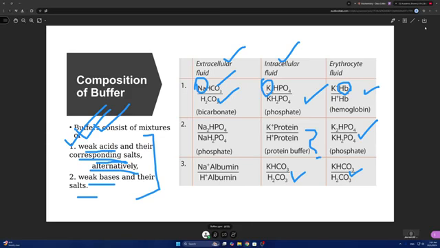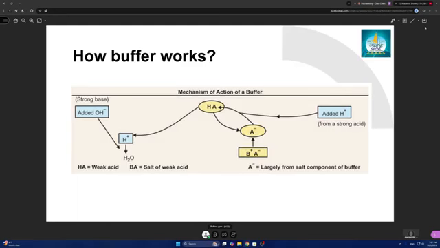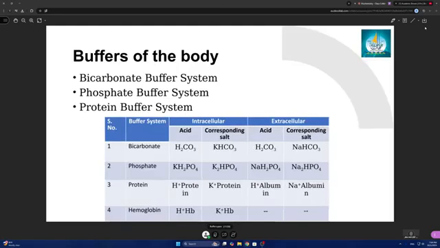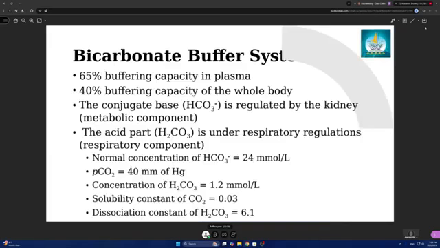Now coming to the next slide, how the buffer works. We are not going to ask this, although you should know it, mainly it is needed in writing, but for the MCQ we don't ask. Then the different kinds of buffers: what is included in the bicarbonate buffers, what is included in phosphate, and what is included in the protein. Hemoglobin is the same, actually it is also a protein, but it is present especially in RBCs.